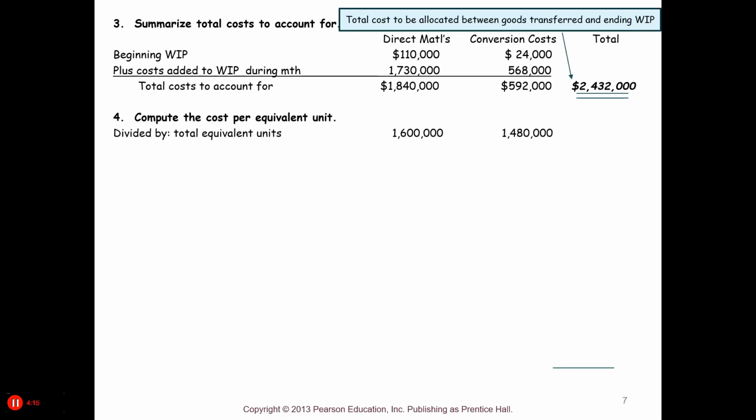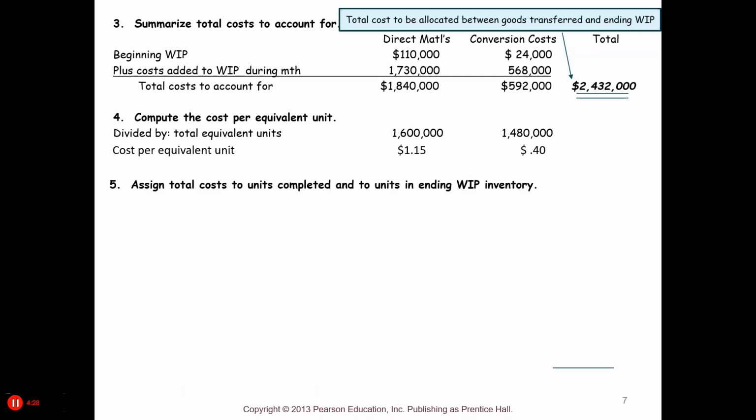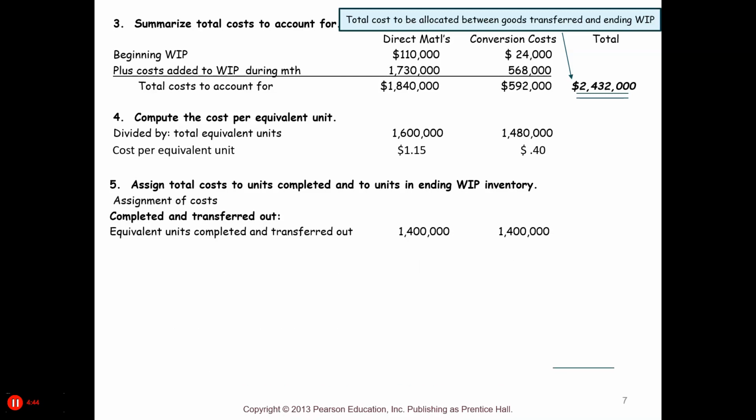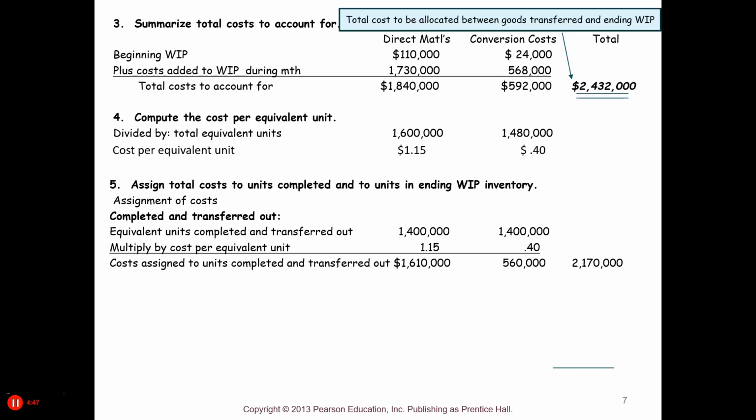So now we know that these are equivalent units, and we're going to divide that into the costs associated with direct materials and conversion costs, and we have a rate. We know that for direct materials, it's going to be $1.15 per equivalent unit, and for conversion costs, it's going to be 40 cents per equivalent unit. Now we can allocate the costs. First, completed and transferred out tells us we're going to take that times the equivalent unit rate, and that tells us the total amount we're going to allocate to the next process, or department 2, or to finished goods if that's the last process.